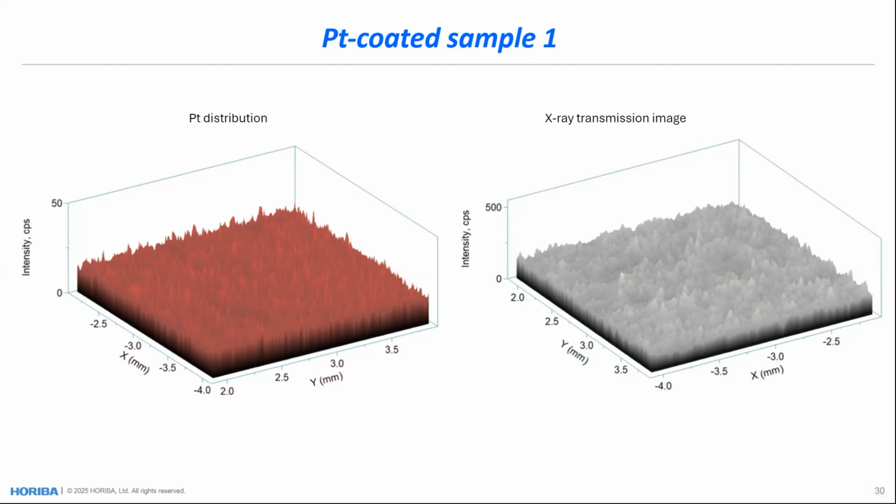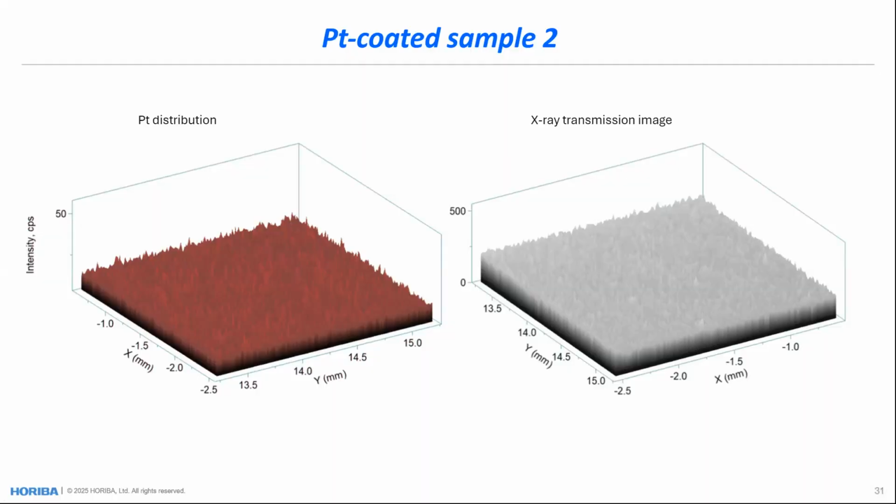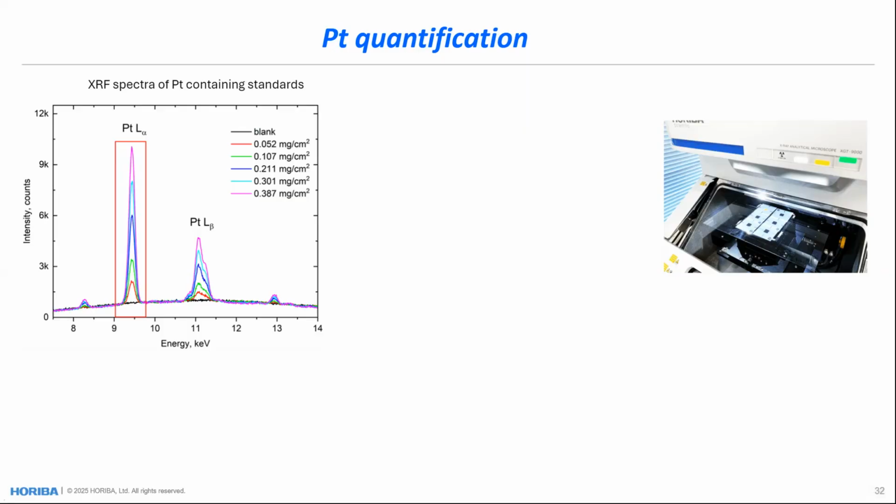In this case, if you're looking at the second sample, which we can make much smoother, the distribution of the platinum is more uniform, and we can see the performance of one sample or another. So mapping of the sample is very important, and besides that, we can quantify platinum content in all the samples. Next example is how we can do quantification.